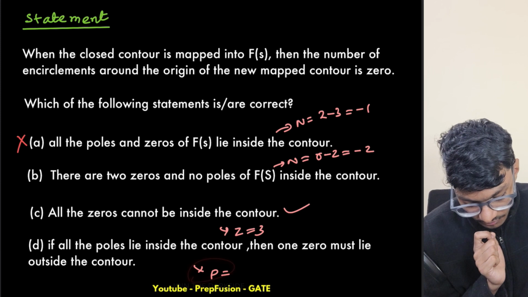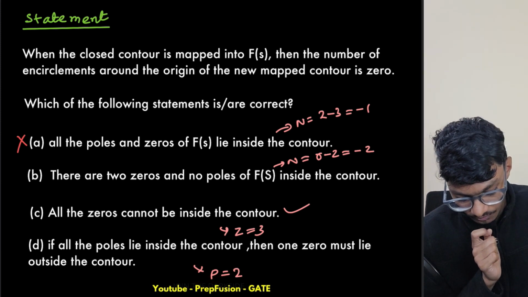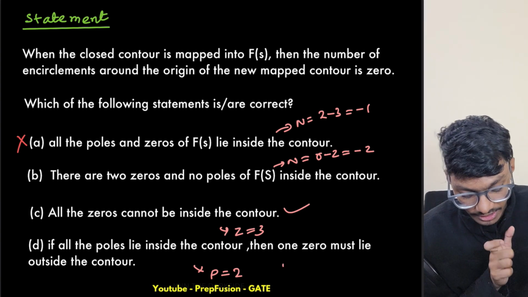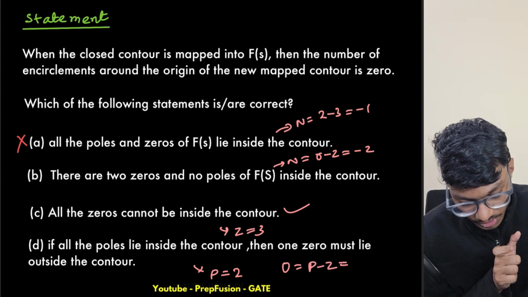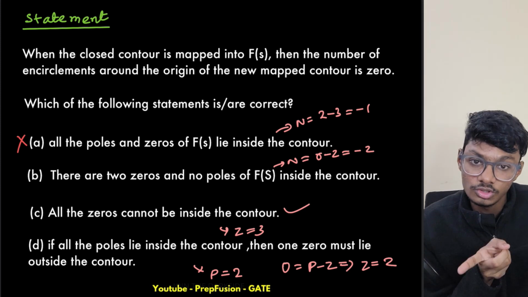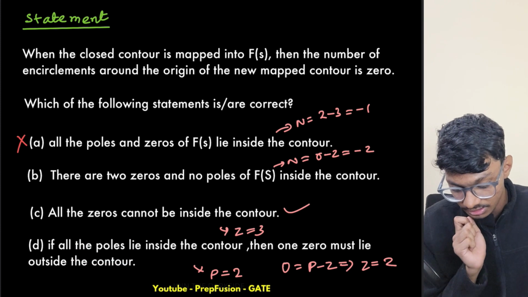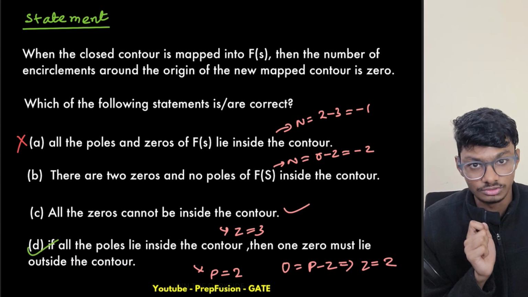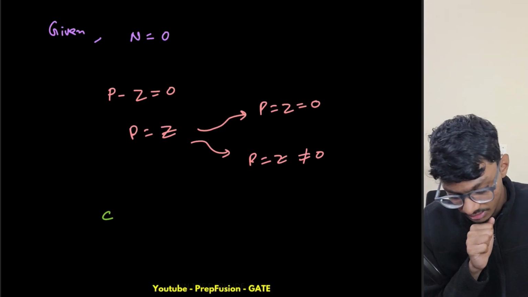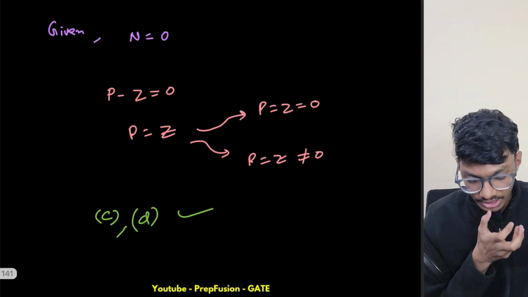Here, if all the poles lie inside the contour, so P is equal to 2, then 1 zero must lie outside the contour. N has to be equal to 0, so 0 equals P minus Z, which gives Z simply equal to 2. So 2 zeros must lie inside the contour and 1 zero must lie outside the contour. That is what this statement is saying. So this statement is also correct. So basically options C and D are correct.